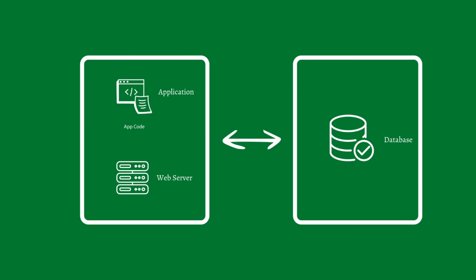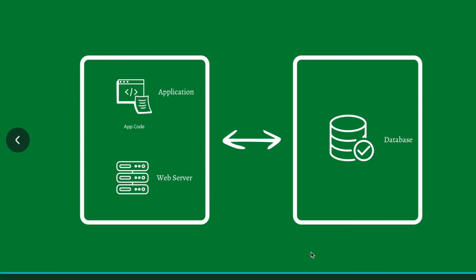In a multi-tier solution, you separate the back end, which is the database, from the front end, which is the application, in different servers. So here we have two servers. We have our application server and we have our database server, which is the back end.